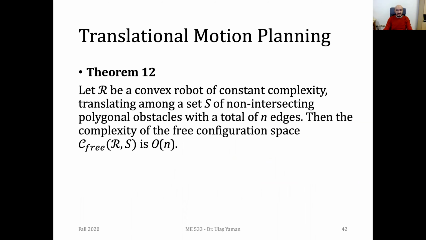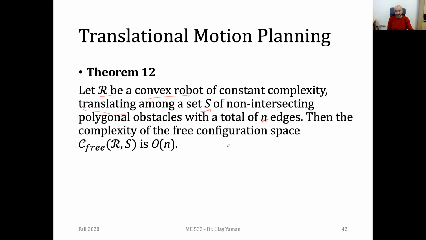So how are we going to use this in the motion plans of the robots? We have some theorems about it, but they're not complicated. Let's have a look at the first one. Again, assuming that R is our convex robot having constant complexity, which means that it's not changing in shape. It's moving just in X and Y directions. And again, we have some number of obstacles which are not intersecting. And at maximum, these obstacles have n edges.